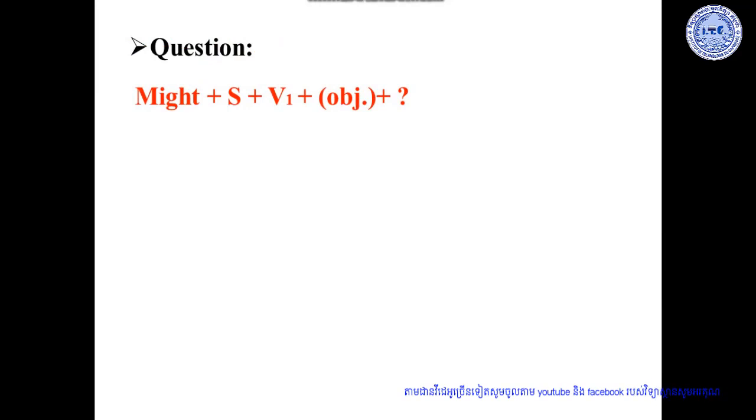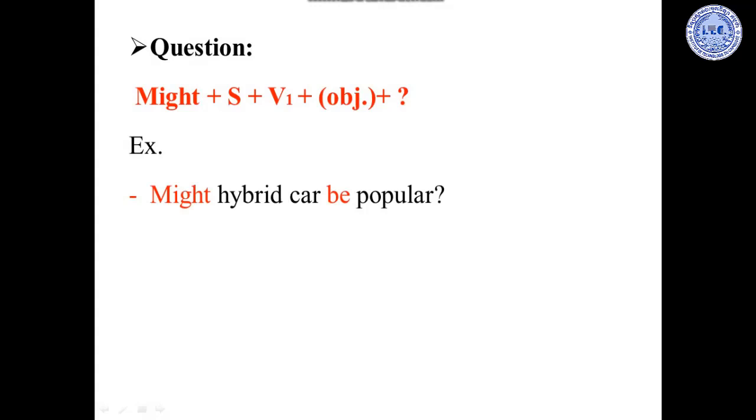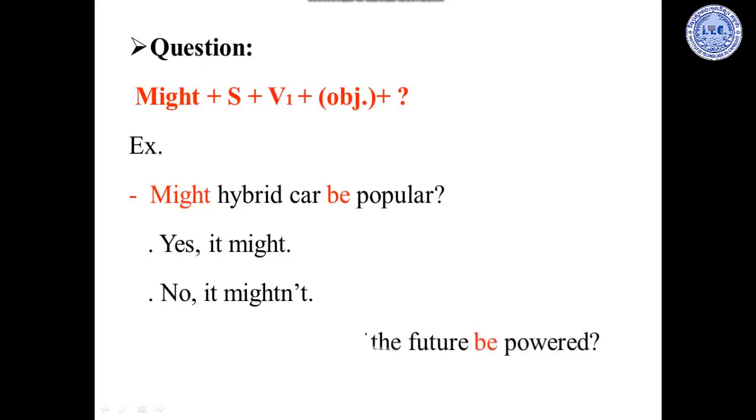One more, it's about questions. For questions, to talk about prediction, we use might, not may. If we use may, it sounds confusing with a request to do something. So for this, we just use might to make a question: might plus subject plus verb infinitive. For example, might hybrid cars be popular? The answer: yes, it might. No, it mightn't. Then we can use the short form here. And we can start the question with a wh-question, like how might the car of the future be powered? Yeah, we ask about the possibility.